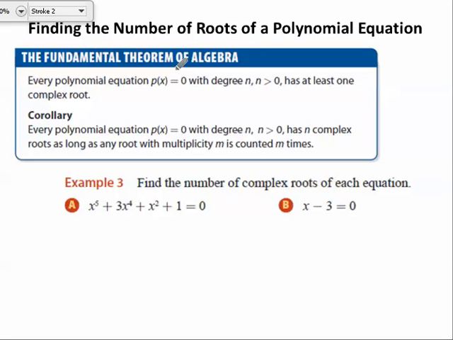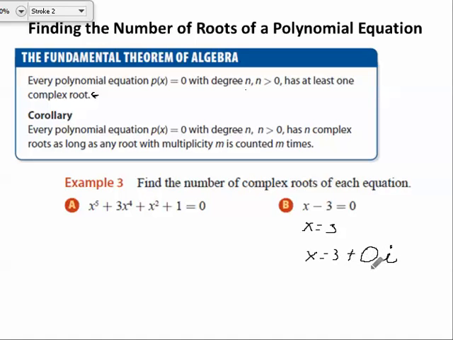This one is talking about a polynomial with degree n, where n is greater than 1. It must have at least one complex root, and the corollary says it has n complex roots as long as roots with multiplicity m are counted m times. So we're going to do a little experiment. Over here we've got x minus 3. What is the root of this? We set it equal to 0 and get x is equal to 3. So where is my complex root? It's x is equal to 3 plus 0i.